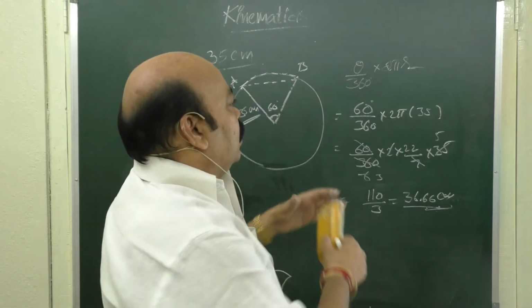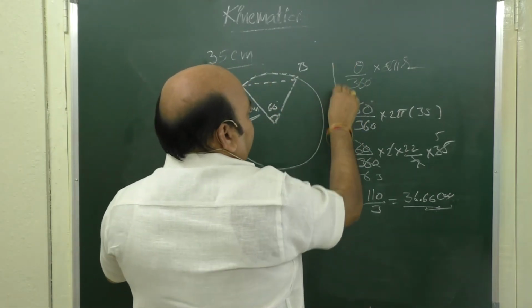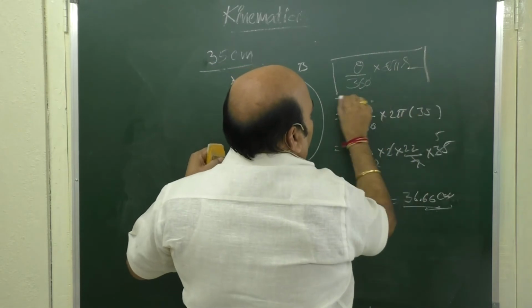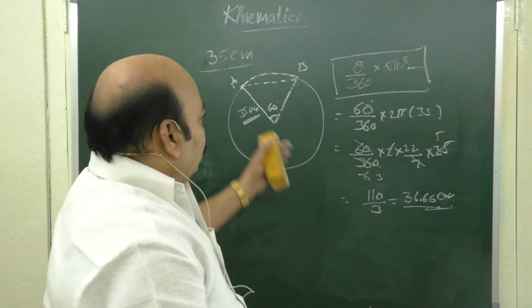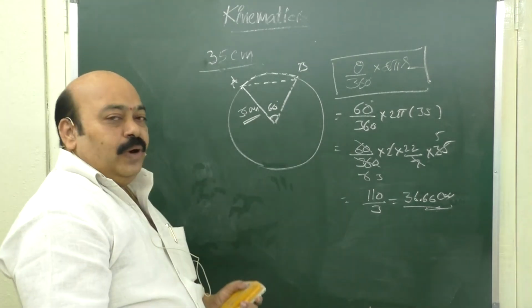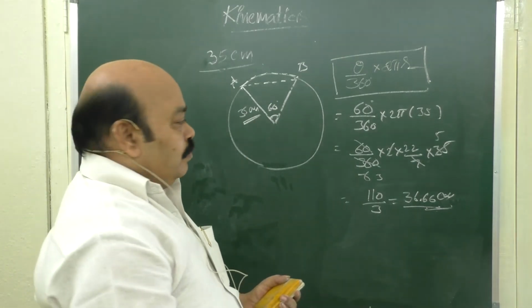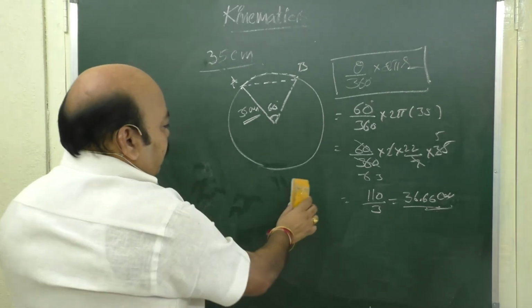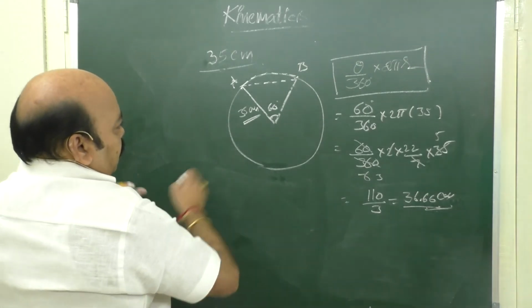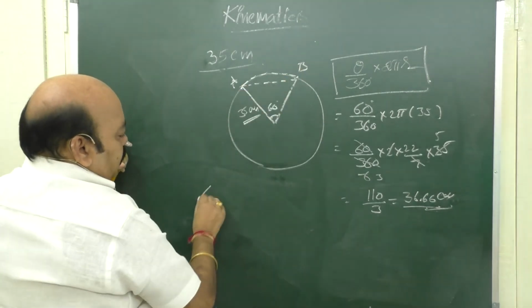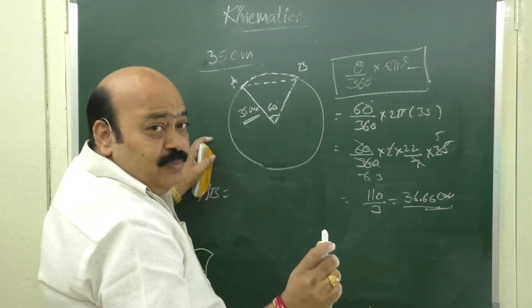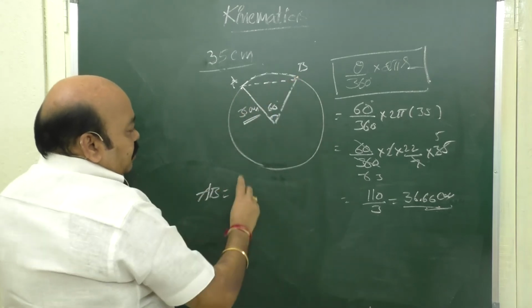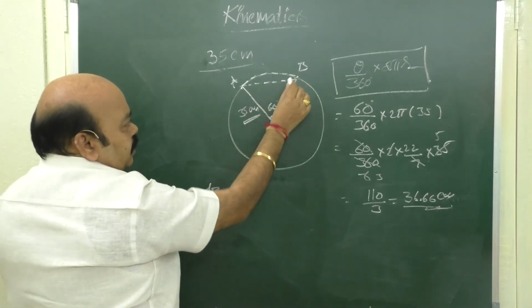Using this formula, theta by 360 into 2 pi r. Now, the second part of this problem, what is the displacement? As we derived in the previous class, the shortest distance AB is given by the formula. What is the shortest distance? That is the dotted line in the diagram.